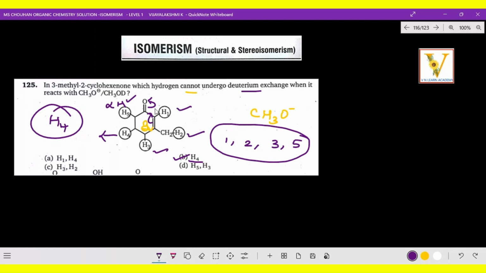Why can't the other things be possible? These are all possible for exchange of deuterium, whereas H4 is not possible. I hope you got the clarity. The simple reason is resonance: if CH3O minus is present, it automatically transfers those electrons, and due to that resonance it goes, right? Hope you got the clarity. Come on, let's go to the next question.